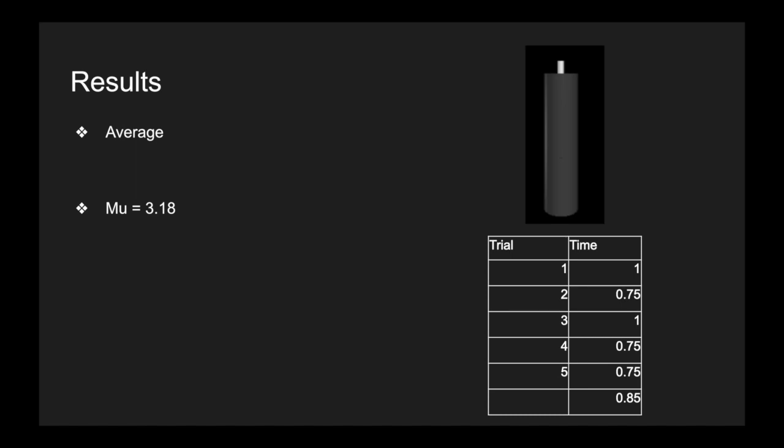I have also included my mu value from the previous lab. As well, we will use it in our later slides.